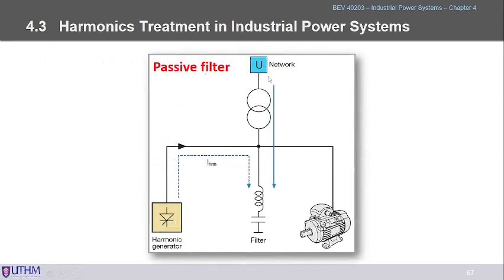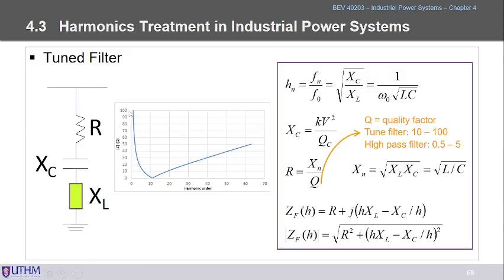So this is the passive filter. Normally it is connected in parallel like this. You have normally R, and then you have XC and XL. So for example, here we have the tuned filter. You have the R component, the capacitance component, the reactance component here, and the L inductance component.